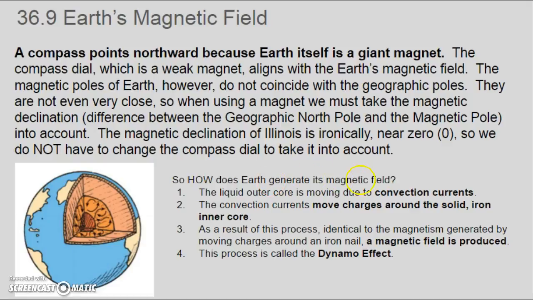So how does the Earth generate its magnetic field? Well, if we look at the infrastructure of the Earth, we can see that the liquid outer core is moving due to convection currents. The convection currents move charges around the solid iron inner core. As a result of this process, identical to the magnetism generated by moving charges around an iron nail, a magnetic field is produced. This process is called the dynamo effect.